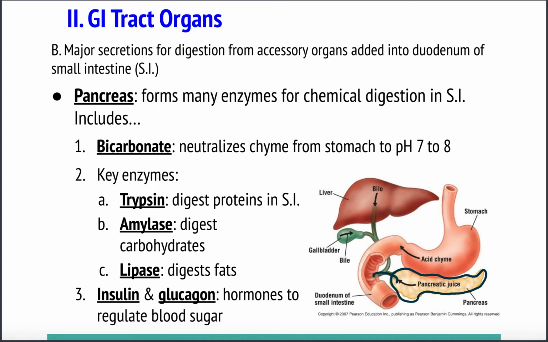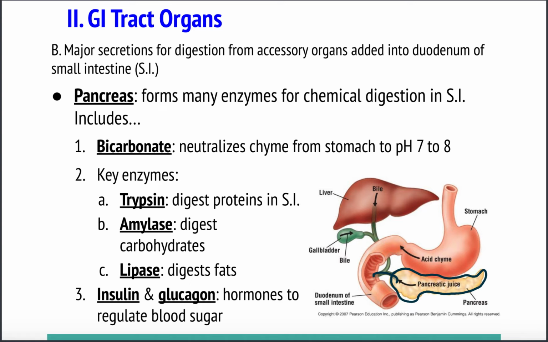So one of the big things it does is it has bicarbonate. So bicarbonate is baking soda. If you look at the back of a baking soda carton, it's got calcium bicarbonate or sodium bicarbonate in it. And bicarbonate is the thing that neutralizes acid. So if you mix vinegar with baking soda, the baking soda helps stop the vinegar. In this case, this neutralizes the acid coming out of your stomach.